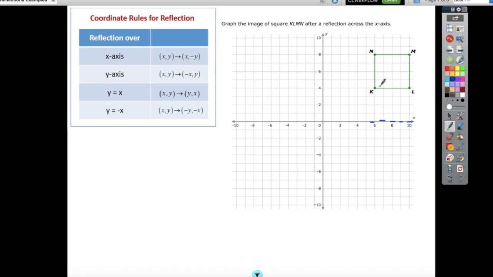So K has a y-coordinate at +4, so we're just going to go straight down to -4. And N has a y value at +8, so we're going to go down to -8. Same thing with point M, it's at +8, so we'll be at -8. And same thing, L is at +4, so we'll go to -4.